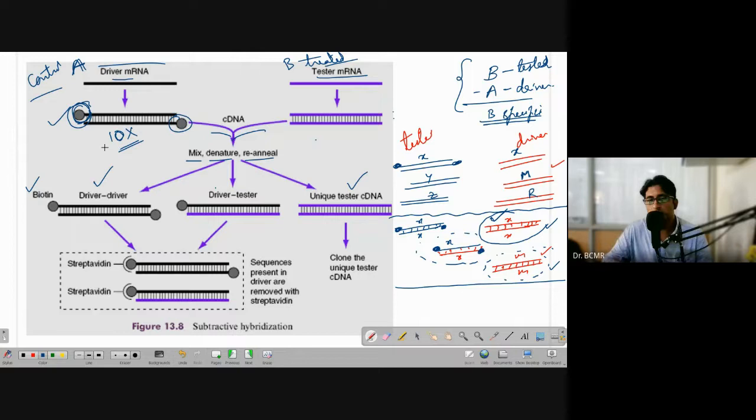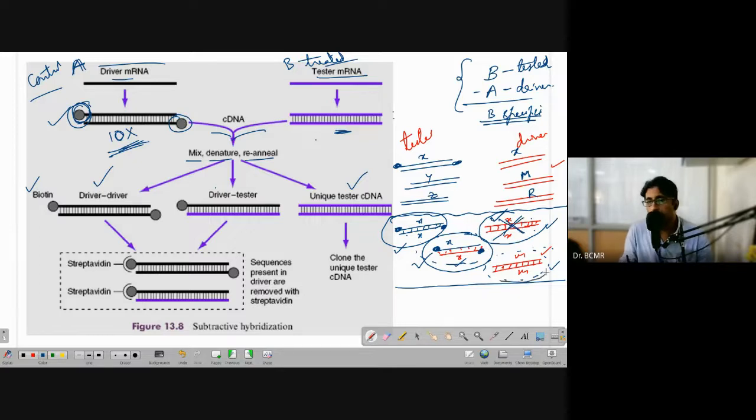When you take 10 times more, what will happen then? The probability of these forming will become very, very less, or we are decreasing the probability of tester mRNA binding like this. So majority of them would form something like this, because this is a possibility, and this is also a possibility because we have 10x times of the tester mRNA. So this is a very rarity.